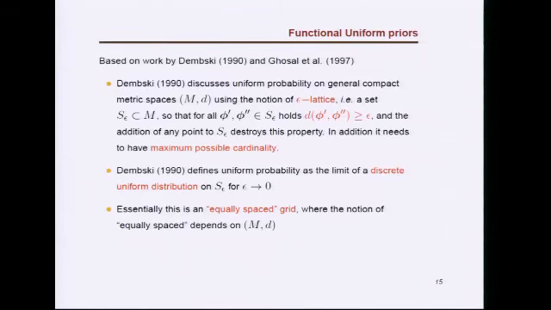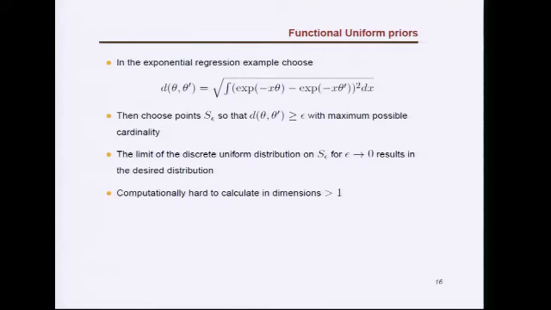So this obviously involves much more mathematics than I'm going to talk about here, but the essential idea is that you use an equally spaced grid of your parameters, where the notion of what is equally spaced depends on the metric space that you use. So in the exponential regression example, one could, for example, use just the L2 distance and then choose the points in this set in a way so that the functions are each epsilon apart.